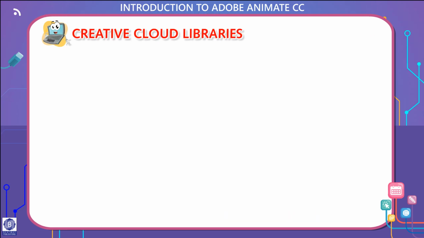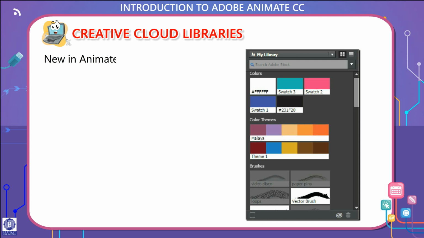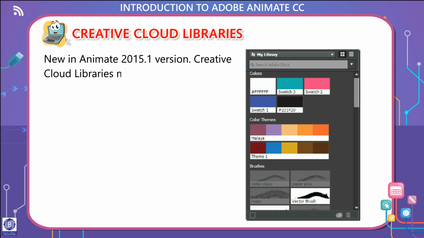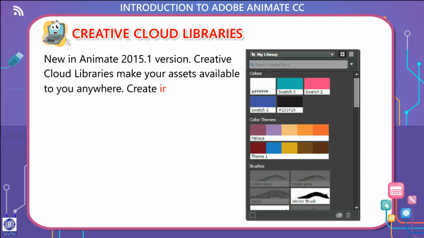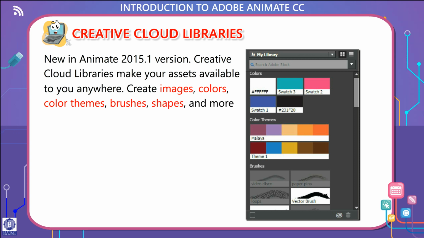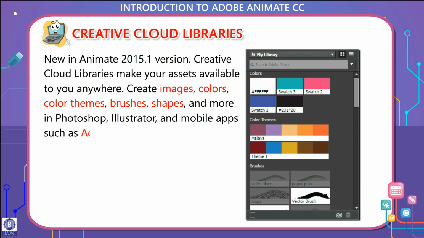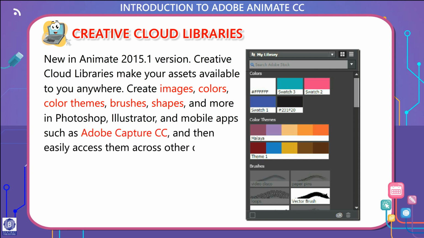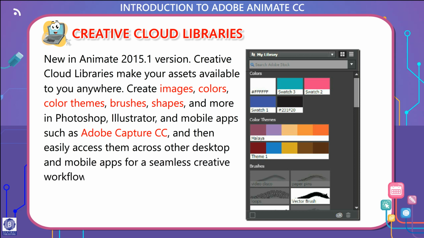Creative Cloud Libraries. New in Animate 2015.1 version. Creative Cloud Libraries make your assets available to you anywhere. Create images, colors, color themes, brushes, shapes and more in Photoshop, Illustrator and mobile apps such as Adobe Capture CC, and then easily access them across other desktop and mobile apps for a seamless creative workflow.